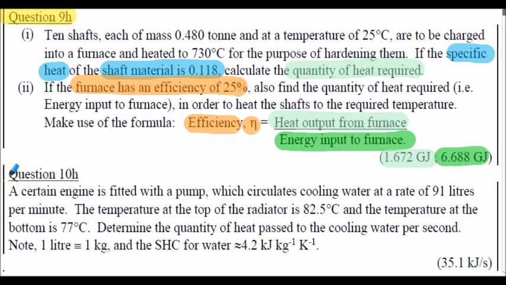And question 10H, again, read the question carefully. You'll notice in the question you are given a volumetric flow rate effectively here per minute related to the cooling water circulated in the radiator. I suggest you convert that into kilograms per second to give you a mass flow rate, and then treat the mass flow rate as your M value in your calculations.